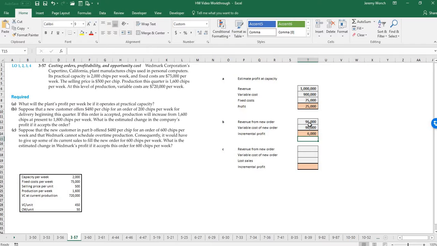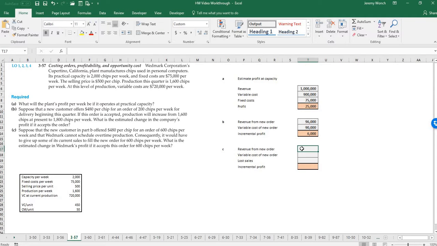So now in part C, it says, suppose that the new customer comes in and offers us the same $480 per chip, except instead of 200 chips, they want 600 chips. Now, that's going to put us more than our capacity. We can't do our normal 1,600 plus an additional 600. That's going to be 2,200 chips. So if we accept this deal, we're going to have to reduce our normal production from 1,600 down to 1,400. And if we accept this deal and we actually give up some of our existing sales, what does that look like for us?